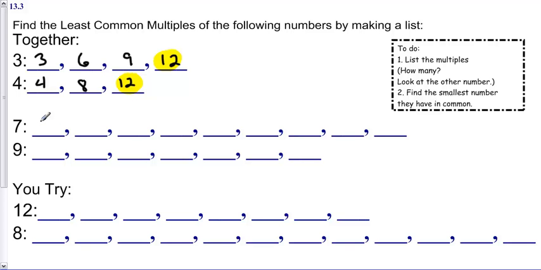Alright, so let's list the multiples of 7. 7, 14. While you're doing this, you get a nice review of all those basic facts you learned way back in 3rd grade.